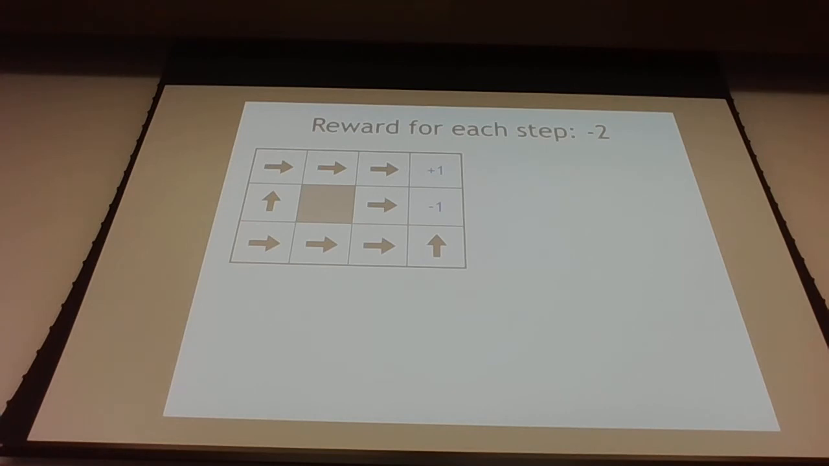So now let's say, what if you increase the reward for each step? This shows the different optimum policy for different negative rewards for steps. So what if you increase the reward for each step and make it -2? How does the optimal policy change? If you see, a lot of arrows went towards -1.